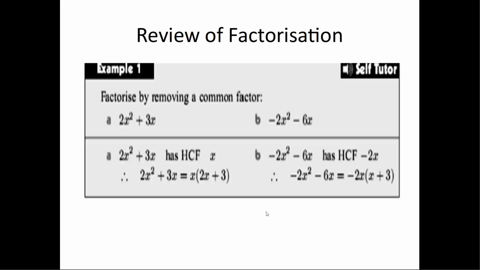So look here. Here you have a quadratic, 2x squared plus 3x. You have another one there, minus 2x squared minus 6x. And they ask you to factorize by removing a common factor. Now, before we answer these two questions, the A and the B part, let me just show you where this whole idea of factorization came from.